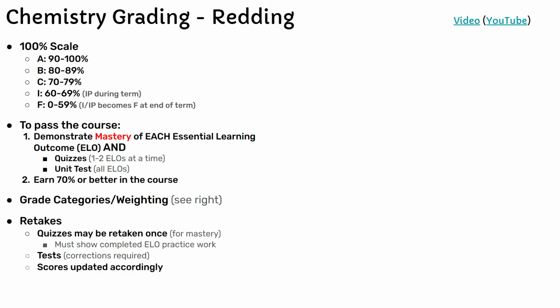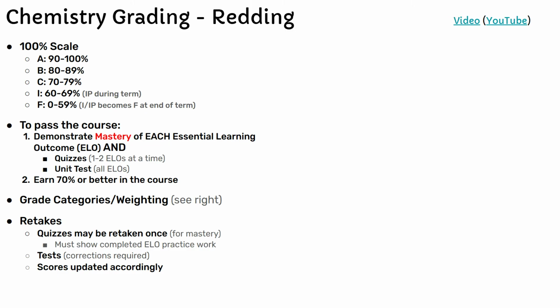During the term, you might see IP on your grade, meaning that it's an in progress. Below that is considered an F. Please note that incompletes or in progress grades do become an F at the end of the term.